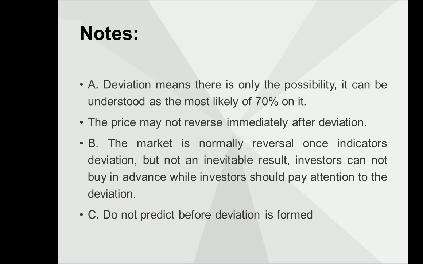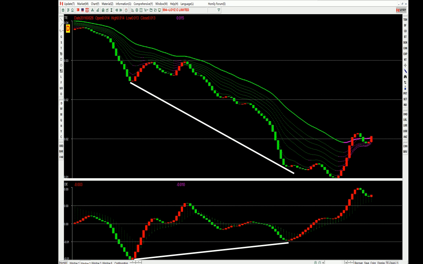The next one, the market normally reverses once the indicator deviates, but it is not an inevitable result. Investors cannot buy in advance, while investors should pay attention to the deviation. Do not predict before deviation is formed. Do not predict.